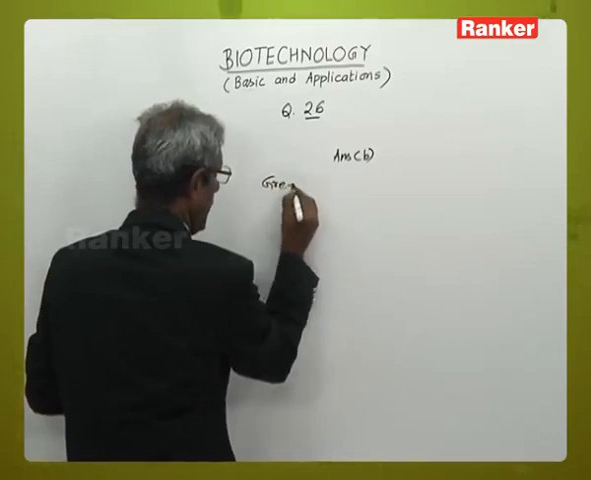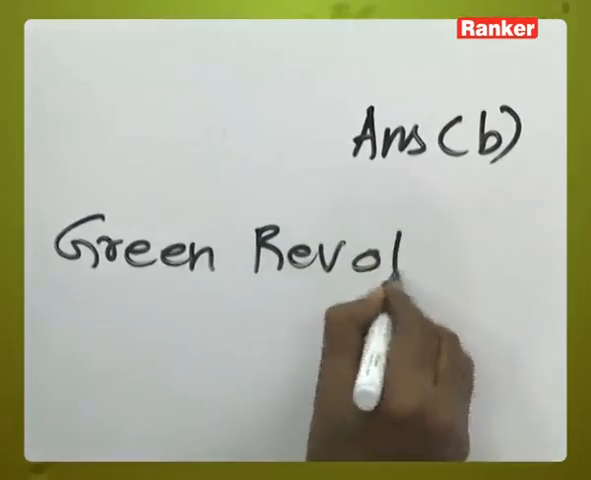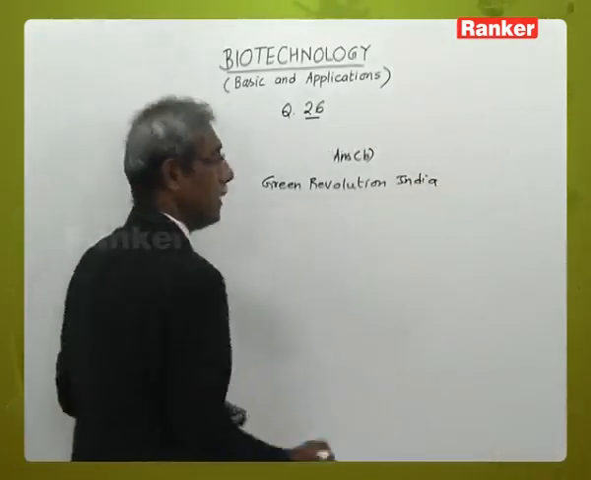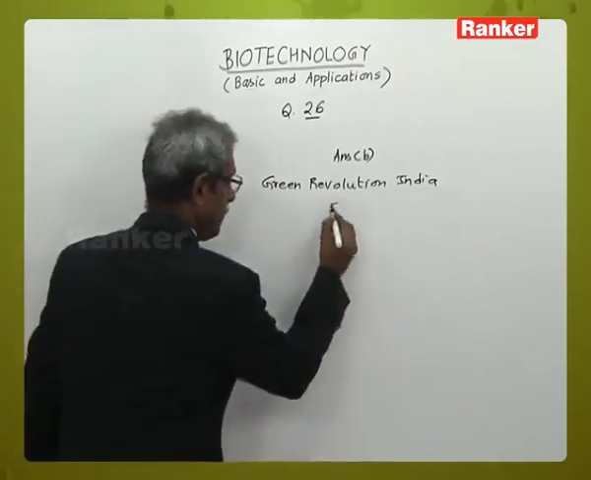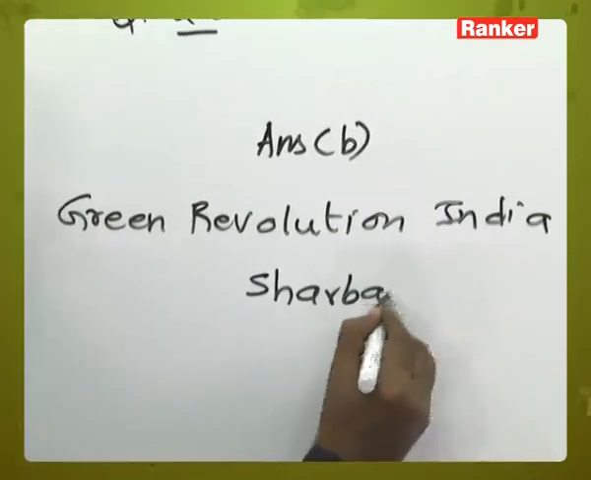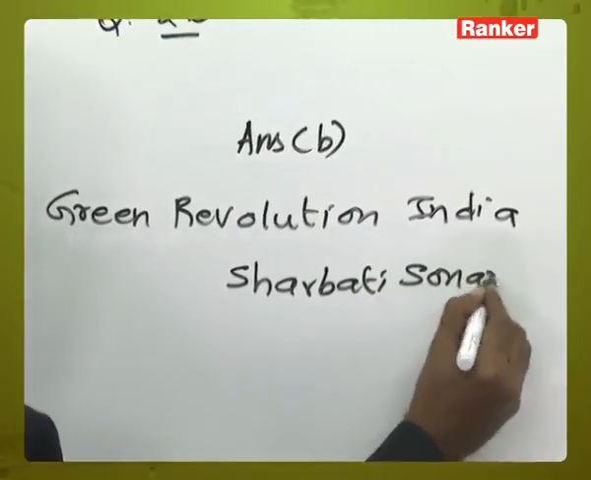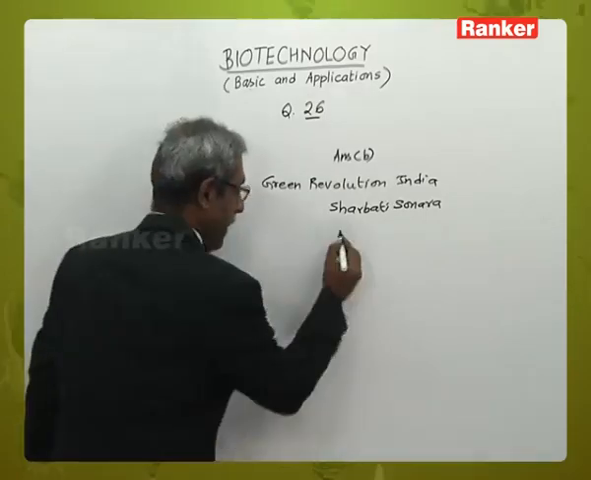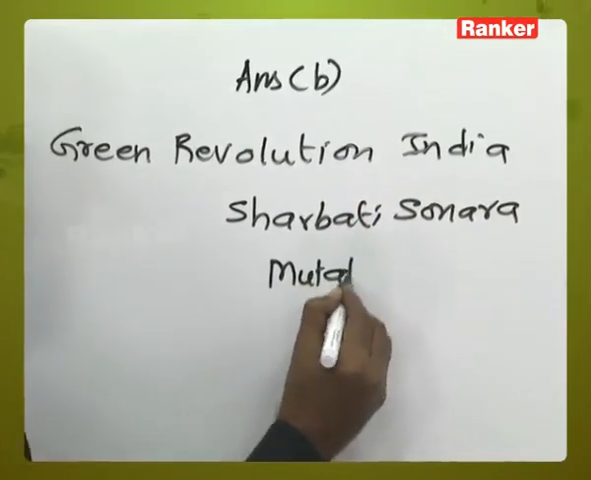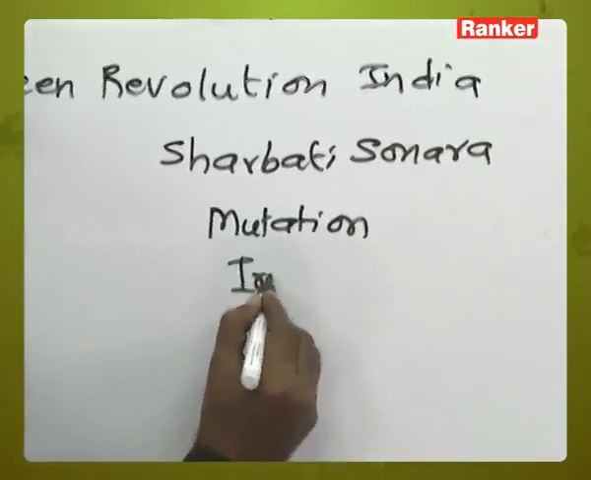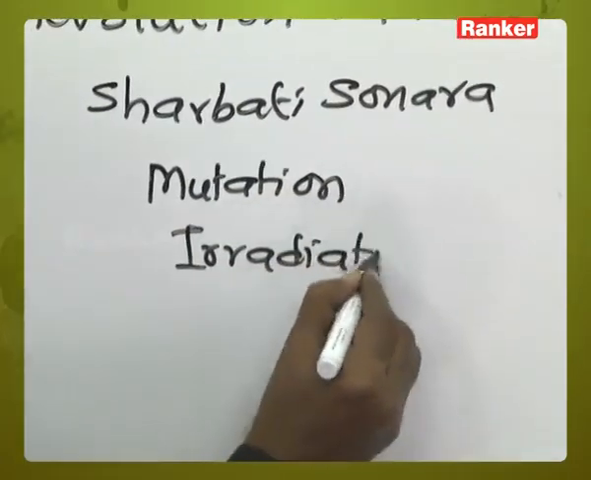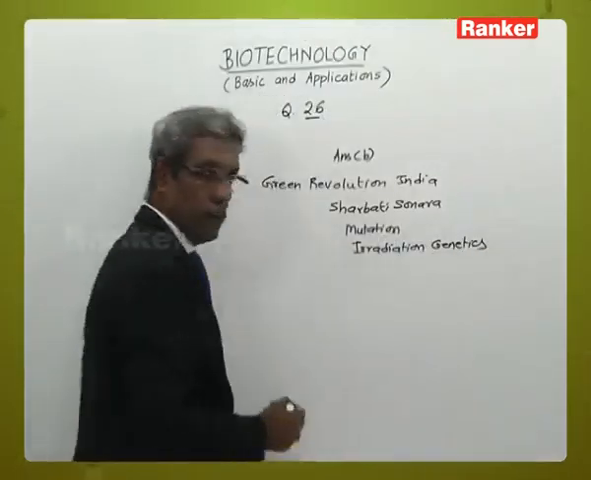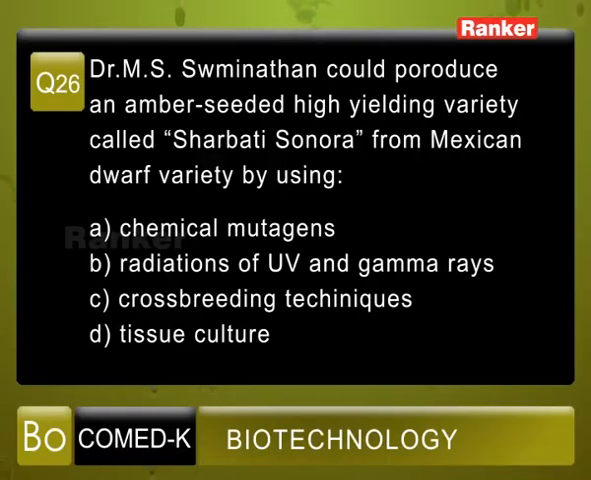So green revolution in India is related to Sharbati Sonara, which has been primarily developed by mutations and by irradiation genetics. The answer is B.